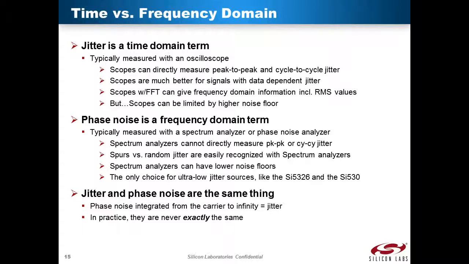Even though jitter is usually a time domain term and frequency noise is typically a frequency domain term, it is common for these terms to be used loosely and sometimes interchangeably. Theoretically, with perfect measuring equipment, if one were to integrate the phase noise from the carrier out to an infinite offset, the phase noise and the jitter would have the same numeric value.